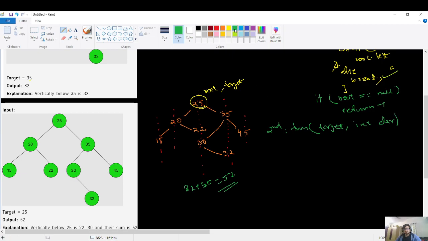If you have studied trees while studying your data structures, you must have come across a question of vertical traversal of a tree. Vertical traversal of a tree says that for each and every vertical level, we list how many nodes there are. So if I find the vertical traversal of this tree, it will be 15, then 20. Then the third level has the nodes 25, 22, and 30. Then the fourth level has 35 and 32, and the last level is 45. So that is the vertical traversal of a tree.